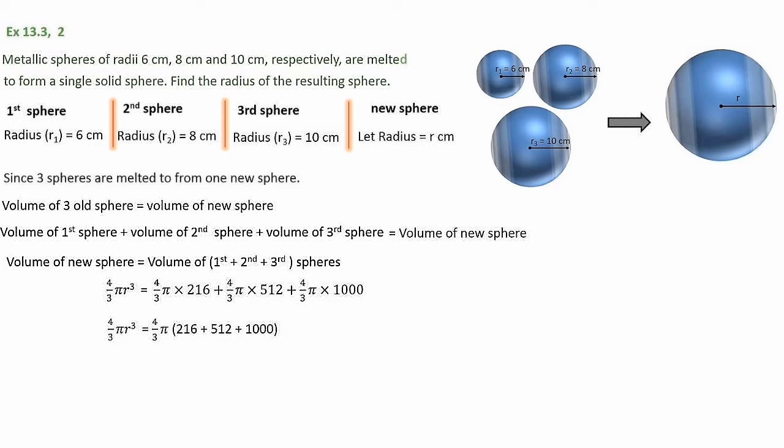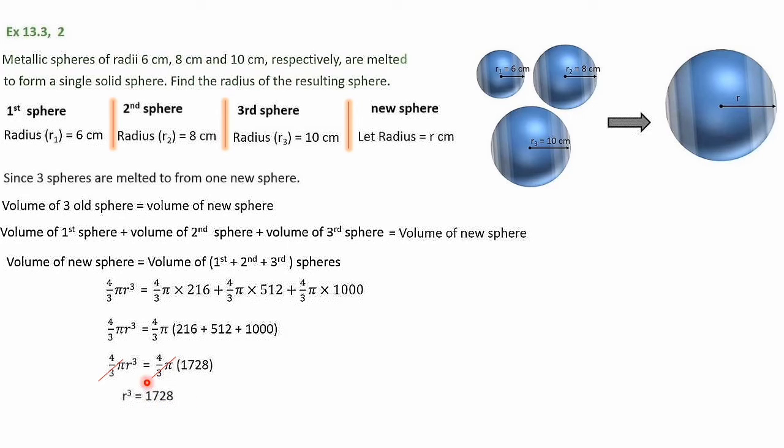And here 4 by 3 pi we have taken as common outside. The balance is 216 in the first term, plus 512 in the second term, plus 1000 in the third term. Now 4 by 3 pi r cube is equal to 4 by 3 pi into, when you add these three terms, you will get 1728. Now 4 by 3 pi is common on both the left hand side and right hand side, so 4 by 3 pi is cancelled. Then r cube is equal to 1728.